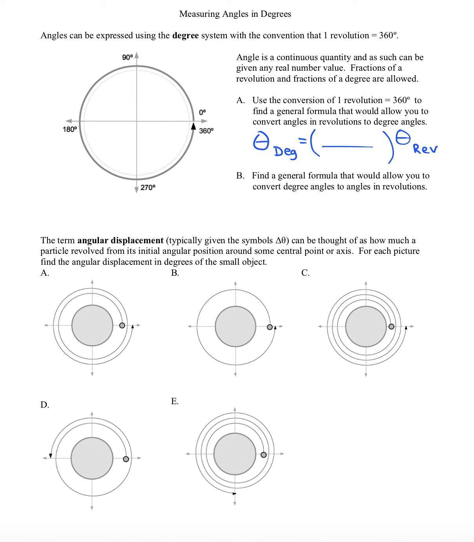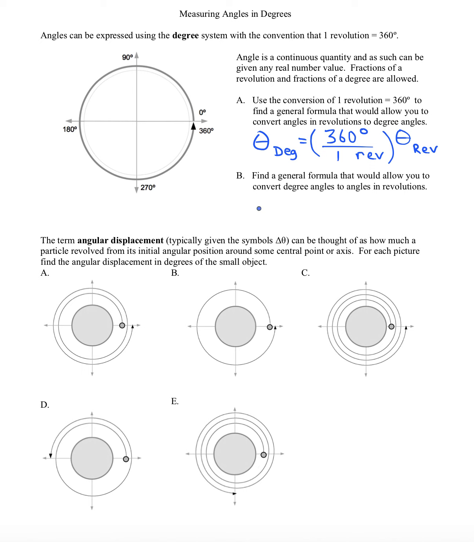We just have to put the right one on top. So our theta here is going to be in rev, so we actually need rev down below. And we want to produce degrees, so we need degrees on top. So that makes it clear that the 360 goes up here and the 1 goes down there. So basically we have to multiply an angle in revolutions times 360 in order to find that same angle in degrees. Find a general formula that would allow you to convert degree angles to angles in revolutions. I'll let you try that and then I'll give my answer.